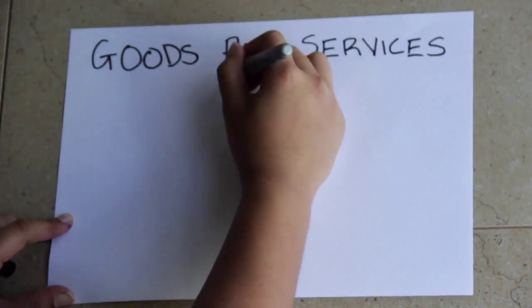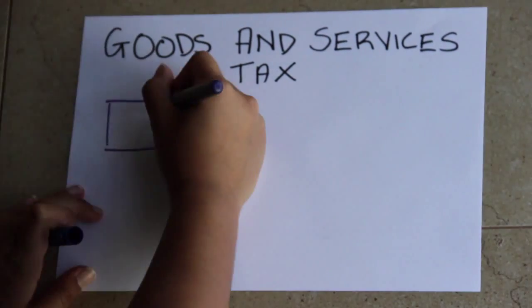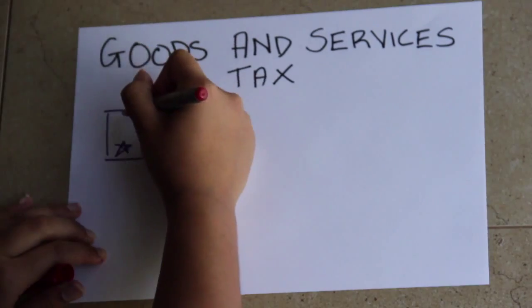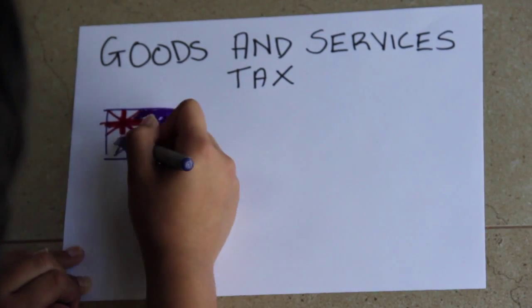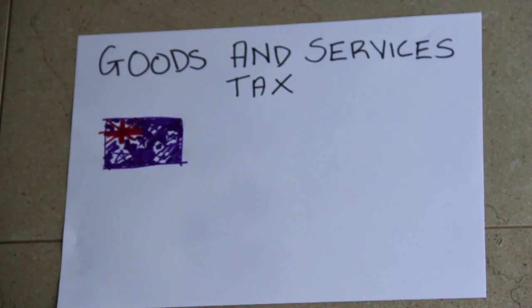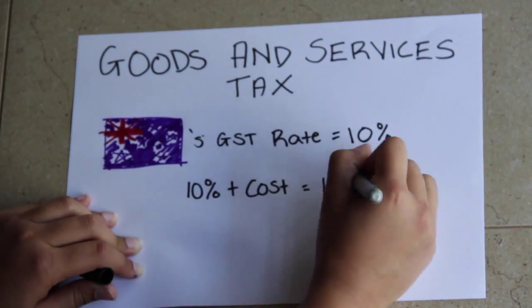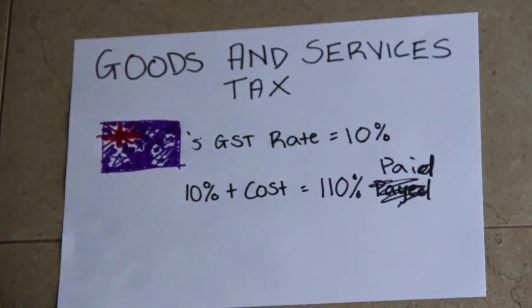GST is short for Goods and Service Tax. It pretty much speaks for itself. It is a tax on goods and services. In Australia, the GST rate is 10%, meaning that an extra 10% of the cost must be paid, 110% altogether.